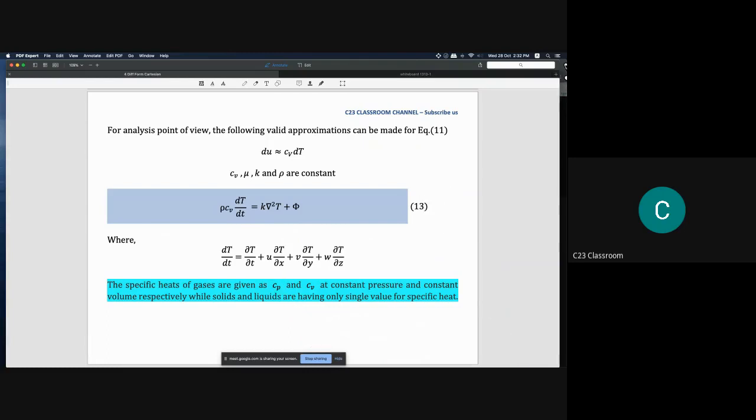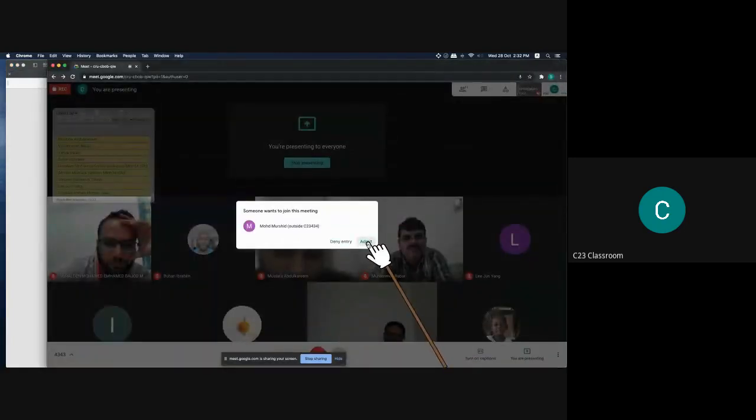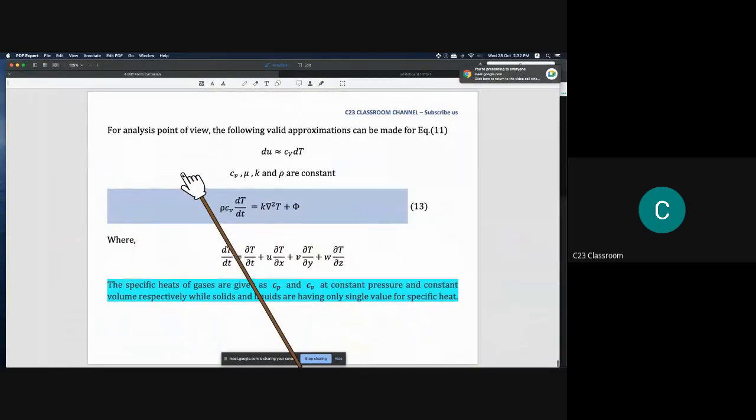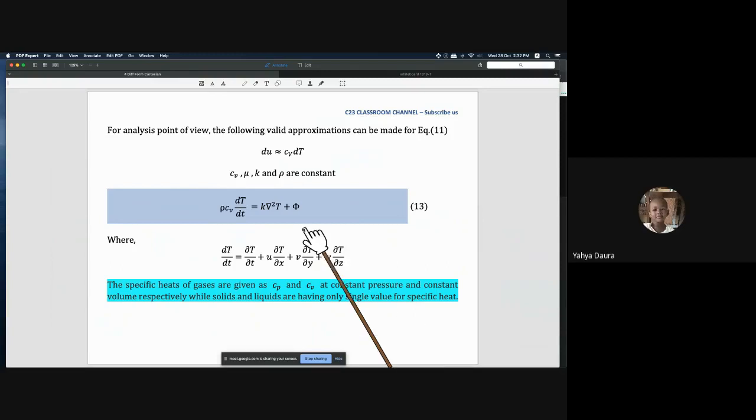Okay, wait a minute. Is that okay for you? What is that phi? What does it stand for? Okay, phi is something about heat, I think. I will check this, because for heat transfer I'm not very sure about this actually. Okay, I will tell you later.